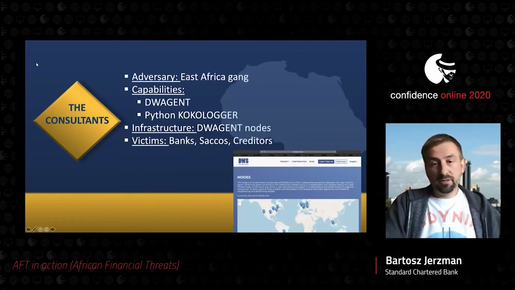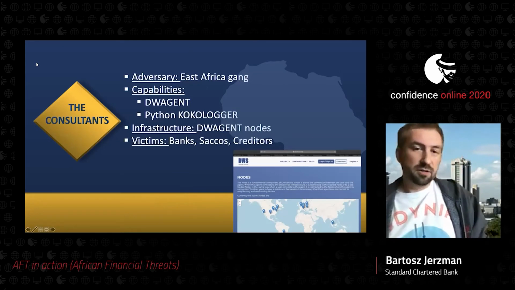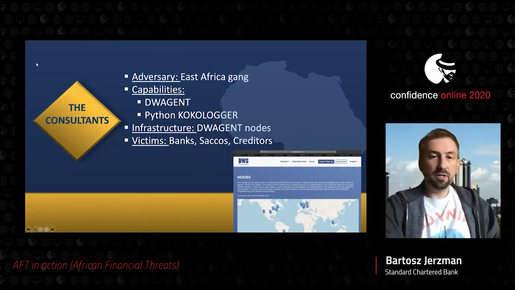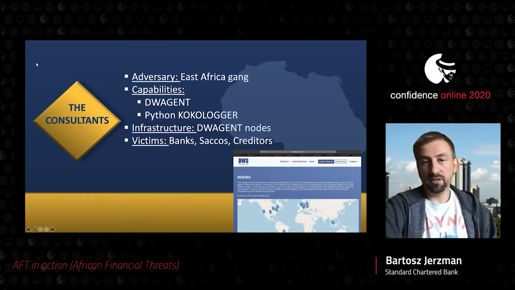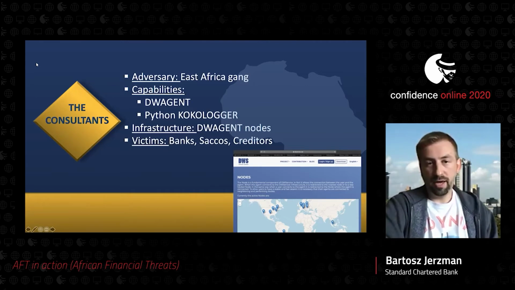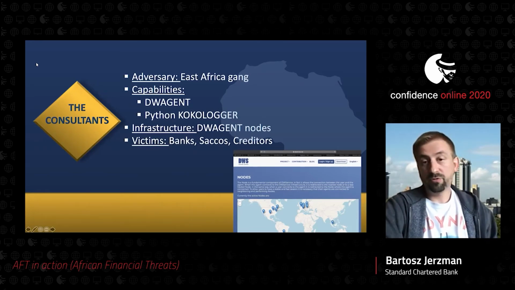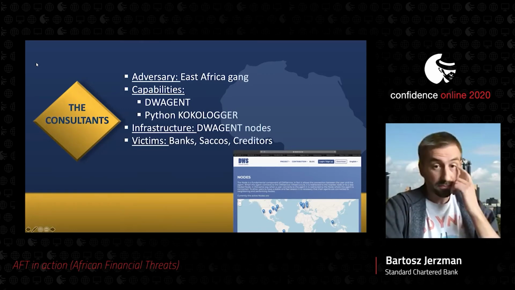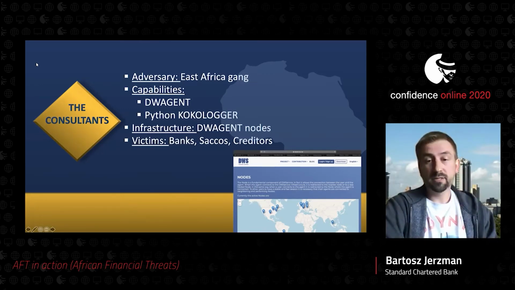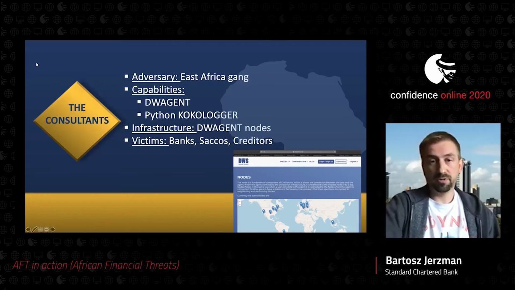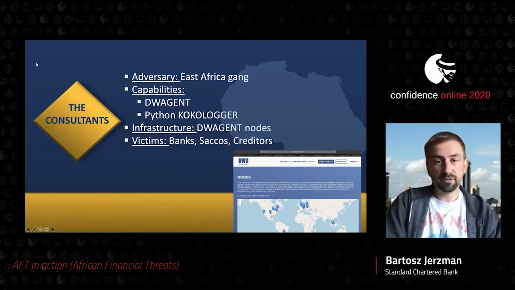The consultants are also quite unique. For example, they use another commercial off-the-shelf tool to control this hidden laptop. They use W agent, and they use a Python keylogger. And for infrastructure, of course, this is the infrastructure related to W agent. And apart from banks, SACCOs, they also target the creditors.